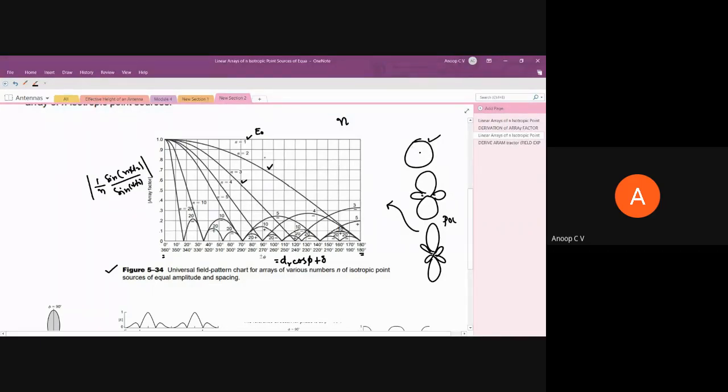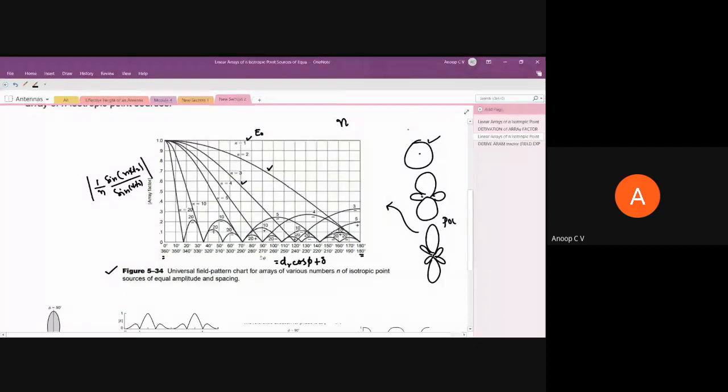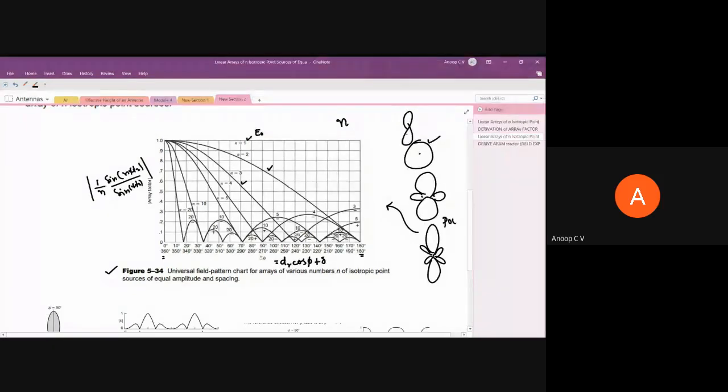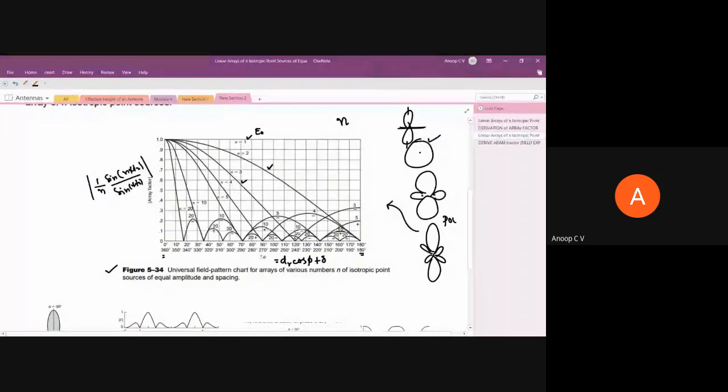For n equal to 2, the pattern will be like this. There will be only one maxima and one null. And if n is equal to 3, the pattern will be like this. There will be 3 lobes on one side and two nulls. There will be n minus 1 nulls.